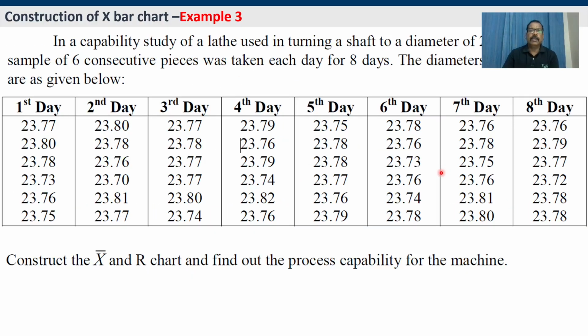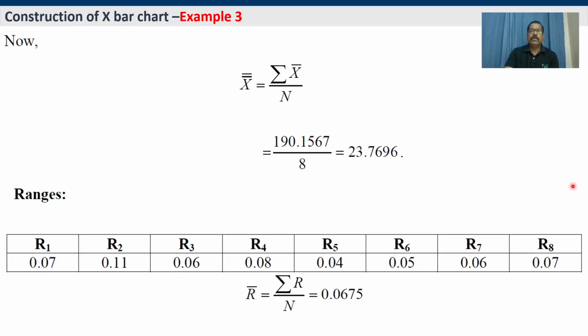Then similarly, for the first day, take the maximum value and minimum value; the difference between maximum and minimum will be the range, the R value. Similarly for the second day, third day, fourth day, up to the eighth day, you can calculate it. Once you calculate R1, R2, up to R8, you can calculate the R bar. R bar is the summation of R divided by the total number of subgroups, capital N. So you will be getting R bar. Now you have X double bar and you have R bar.